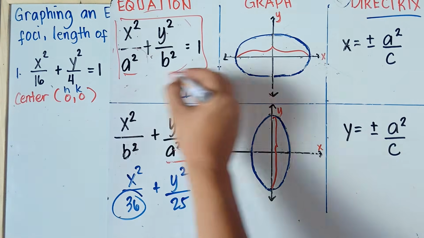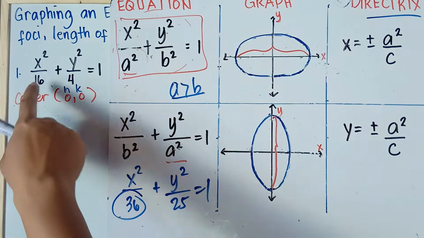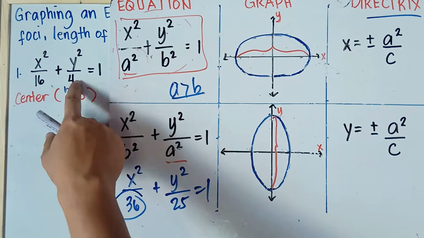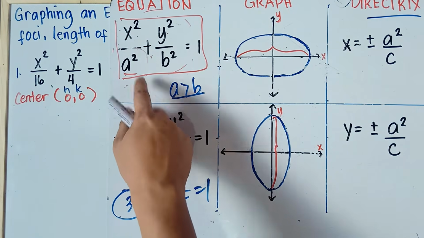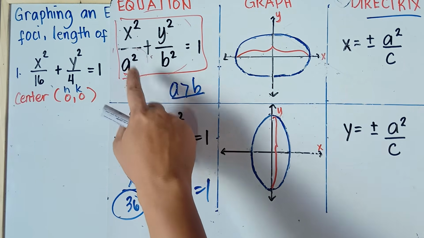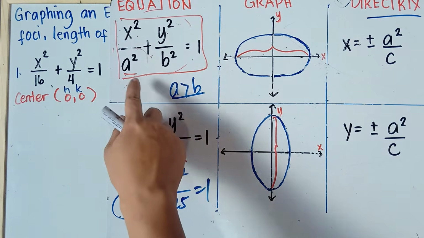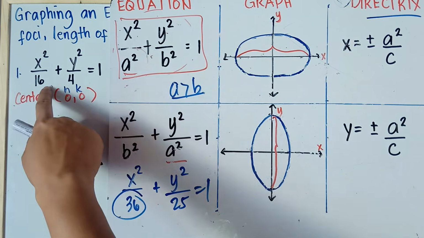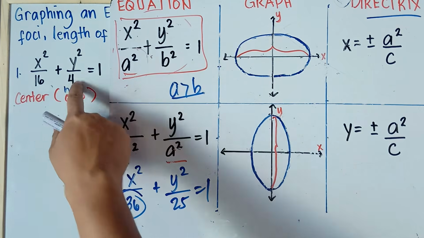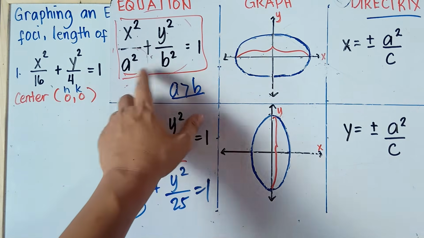Once again, we need to use this equation because 16 is greater than 4. So we will be copying this equation: x squared over a squared. Therefore, a squared is equal to 16. Once again, class, a squared is equal to 16 and b squared is equal to 4. So we need to find the value of a and b.